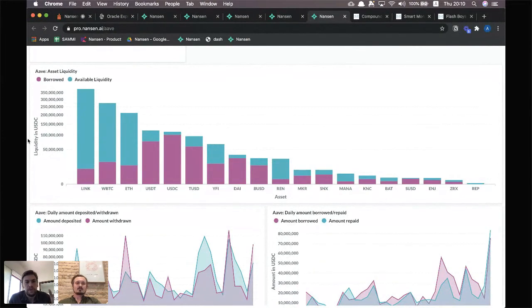Yeah, so borrowed is strictly less than available liquidity. That obviously makes sense. Or like the sum of borrowed is strictly less than the sum of available liquidity. Yeah, it has to be because it's over collateralized.